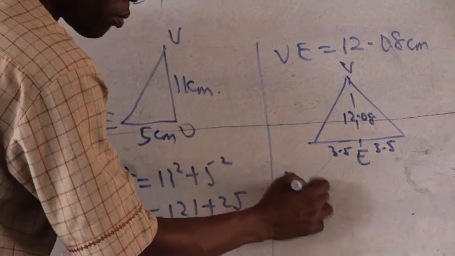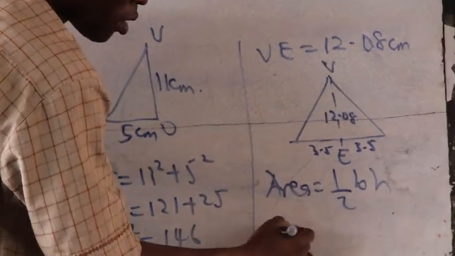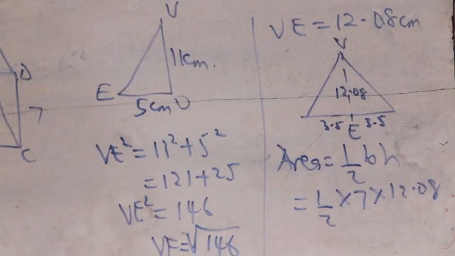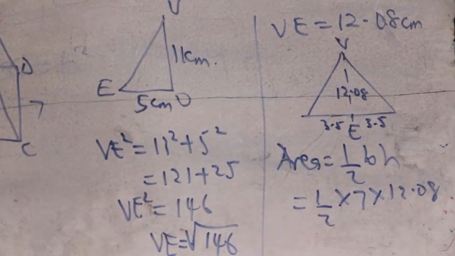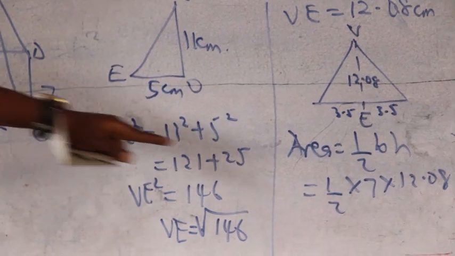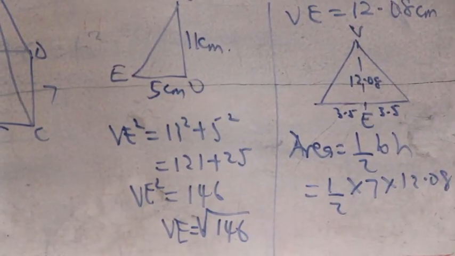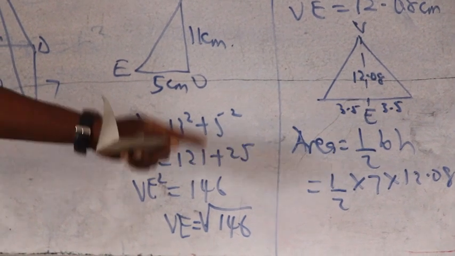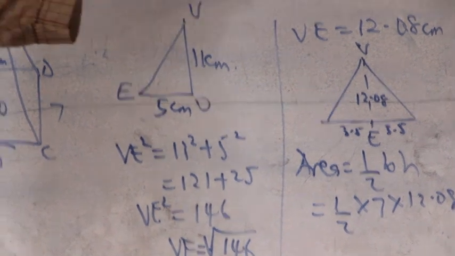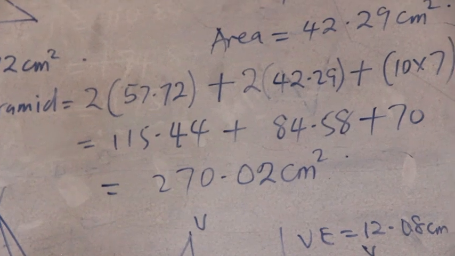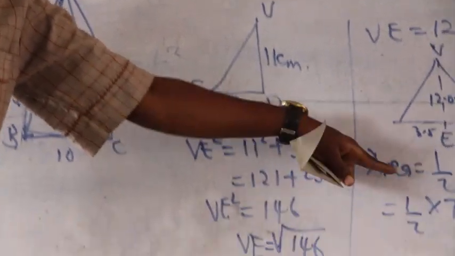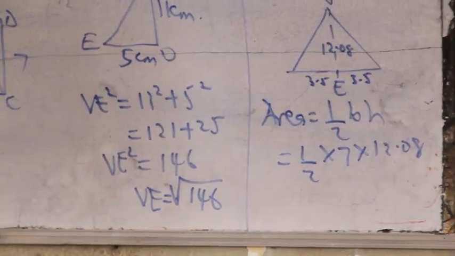Area of this triangle now. Half base times height. What is the base? 7. What is the height? 12.08. Half of 12.08 is 6.04, right? Multiply it by 7. What do we have? 42.29. That is what we have here. That is just a difference of 0.1. Are you with me now? So it means that you can still use this formula to find the area of the triangle. Is that taken?